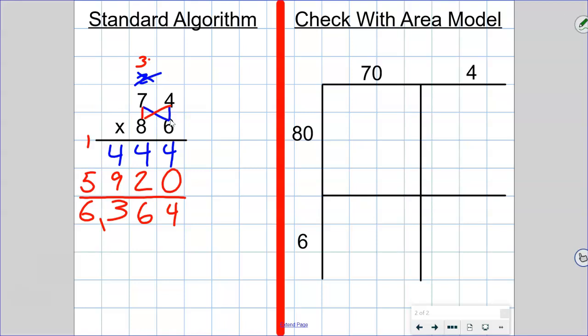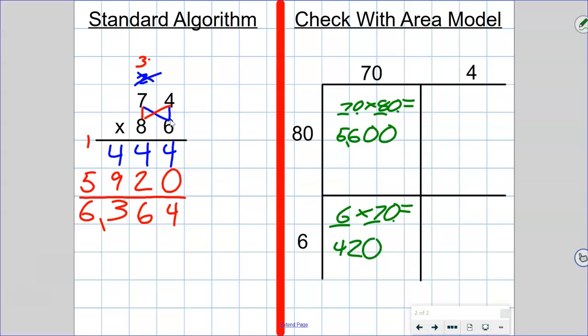So for 70 times 80, I'm going to start with 7 times 8, which is 56. And then take those 2 zeros and put them on the end, 5,600. Down here, I'm going to do 6 times 70, which is the same thing as 6 times 7. That's 42, and then times 10, that gives me 420. Now I'm going to come over to here, and we're going to do 80 times 4, which is the same thing as 8 times 4, which is 32, times 10, that gives me 320. And finally, we have 4 times 6, which is a classic double-double, and that's going to give me 24.